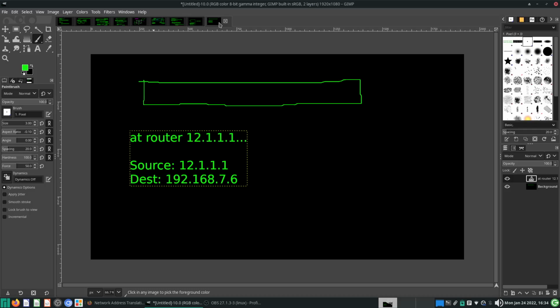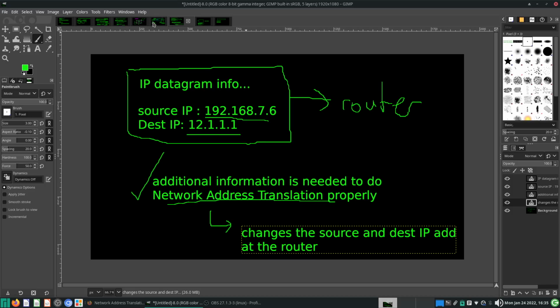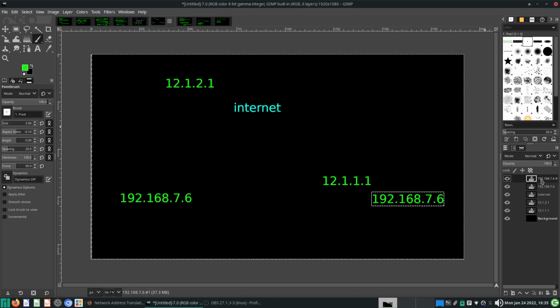So in that picture I mentioned before, when your IP datagram arrives at this router, the IP datagram itself will not contain any information as to the destination IP address. So we need a way of telling the router, hey, please send your data on. Let me clean up this picture. This is ugly.